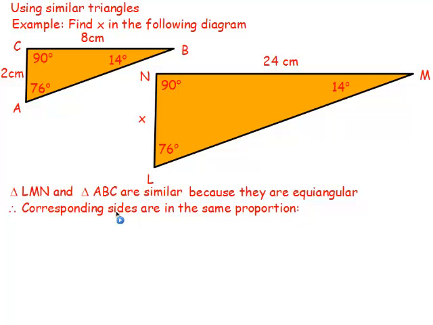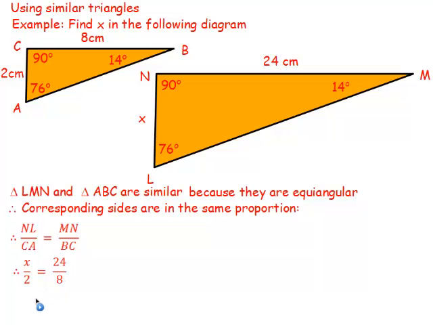So what we can write down is NL divided by CA. Why do we write those down? Because they are corresponding sides. So NL divided by CA must be in the same proportion as NM divided by CB, because they are corresponding sides. And when we write down what we have, NL is x, CA is 2, MN is 24, and CB or BC is 8.